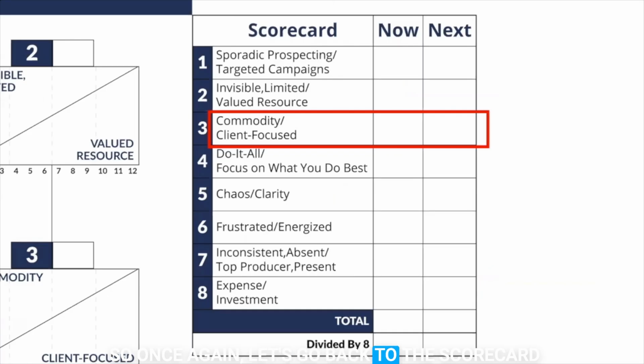So once again, let's go back to the scorecard and rate where you think you are today. Your presentation, your pitch book. Is it a commodity, not much different than your competition? Or is it truly client focused? It's all about them. Again, rate yourself where you are now. Where would you like to be a year from now? And don't forget, you cannot continue to give yourself 12s or make significant jumps, because it's a lot of work to do in a year. So be realistic.